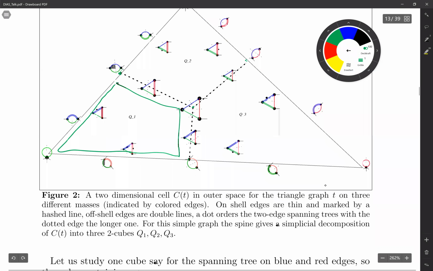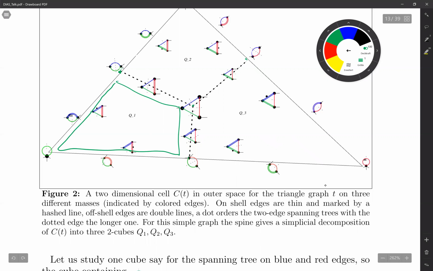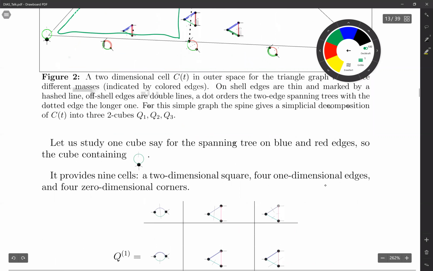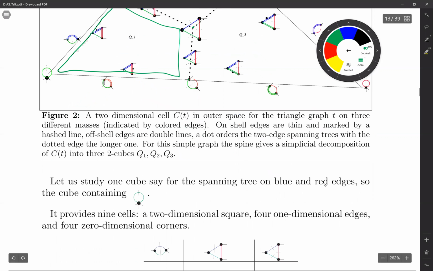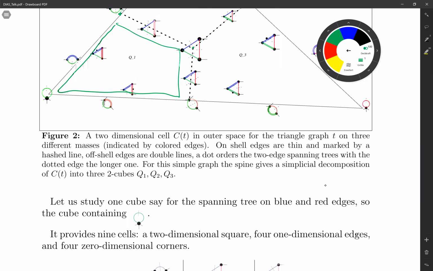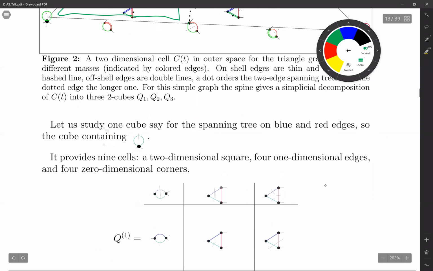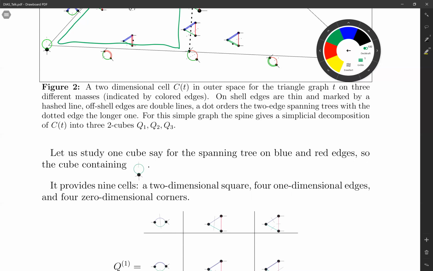And people in geometric group theory, or actually people in graph complexes, like Maxim Kontsevich and Karen Vogtmann and Thomas Willwacher, they studied these cubes for many years in great detail. They have all sorts of nice things to say to mathematicians, and this is also now good for physics. Now let's look at these cubes actually. So let us study one cube, say for the spanning tree on blue and red edges, which means it goes to the rose which is on the green edge over here.